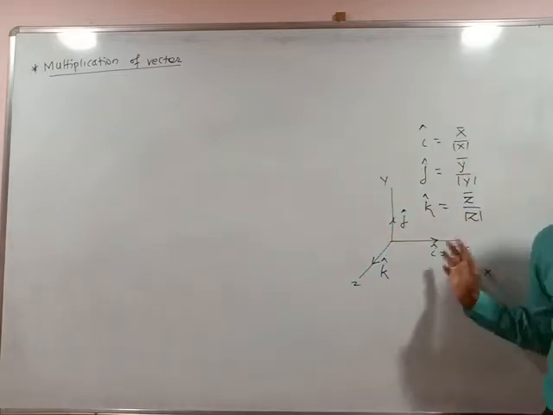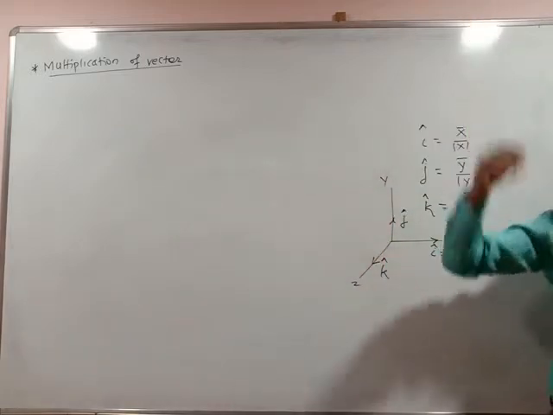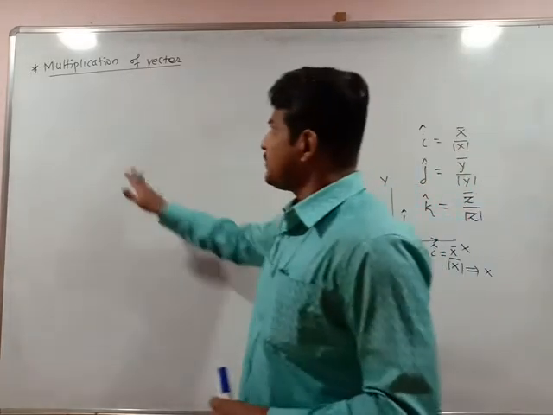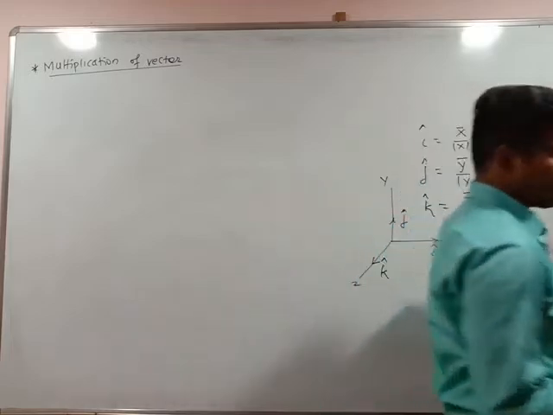Using this concept of i, j, k, we are going to see the next point, the position vector, which will be discussed after this point of multiplication of vectors. So this is a very simple point, multiplication of vectors.